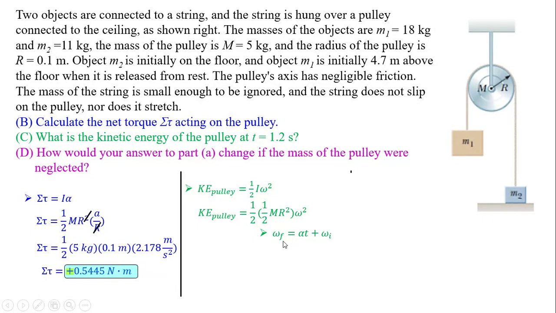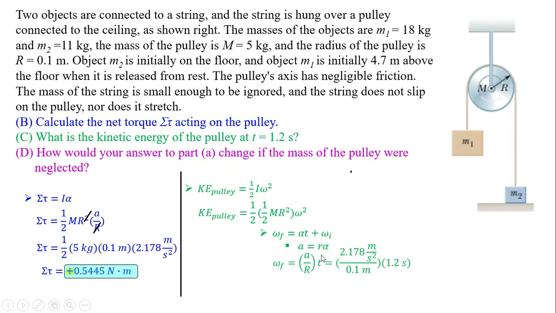Using the same linear and rotational relationship, I know that the final angular velocity is equal to angular acceleration times time plus the initial angular velocity. But here, omega i is 0, so I'm going to leave that out. What I do know is that A tangent is equal to R times alpha. So wherever this alpha is, I can substitute in R alpha, which makes sense. So here, A is equal to R alpha. To get alpha by itself, divide both sides by R.